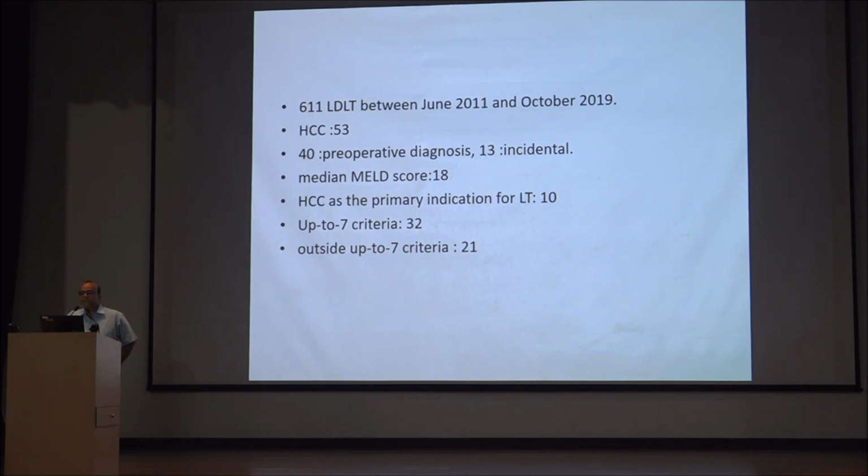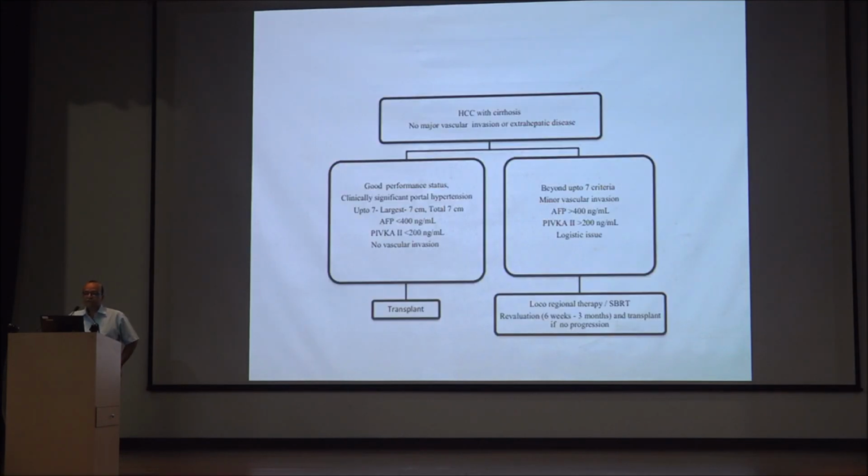the up to 7 criteria, where the largest tumor diameter and the number of nodules, the sum of them should be less than 7, and outside up to 7 criteria were 21. This was the treatment algorithm followed in ILBS: HCC with cirrhosis, no major vascular invasion or extrahepatic disease. Still we stick to that, with a good performance status, portal hypertension, up to 7 criteria, AFP less than 400, PIVKA-II less than 200, and no vascular invasion. We straight away go for transplant.